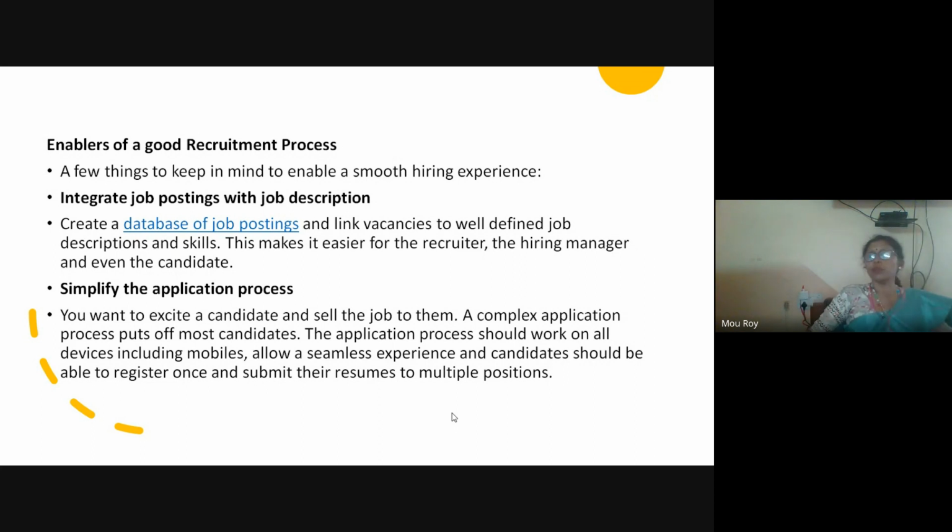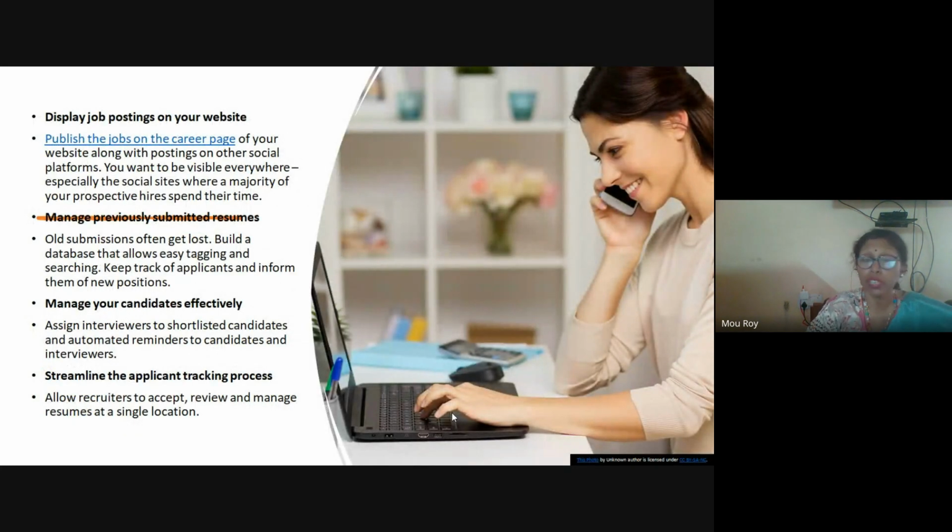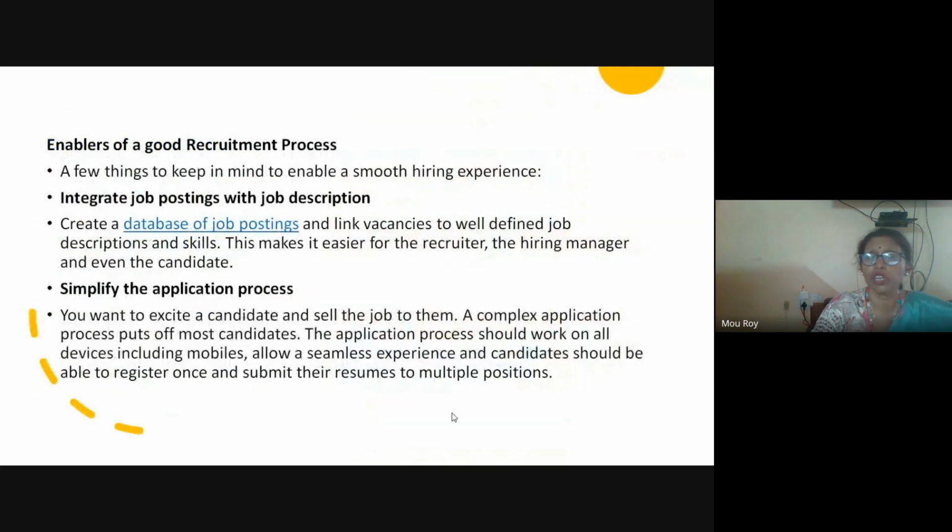Once you upload your CV, depending on the needs, requirements, and experience, they do the selection process. In some online websites, recruiters, it is free, you can upload your resume without any cost, okay? It varies from organization to organization. Like we are talking about, what are the enablers of a good recruitment process.